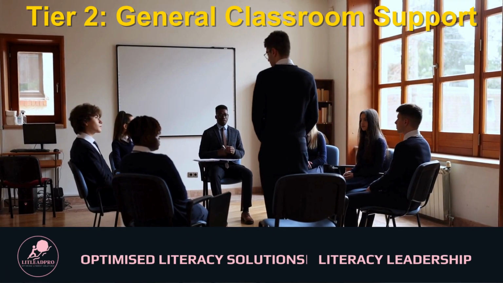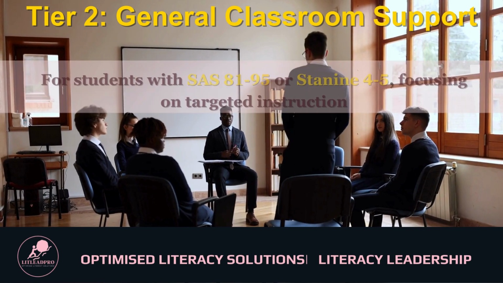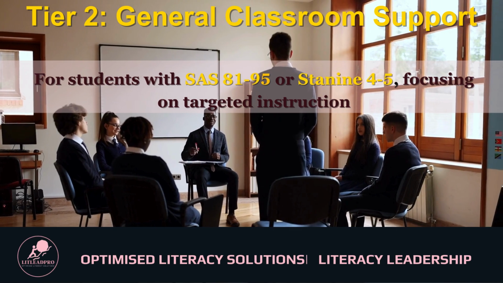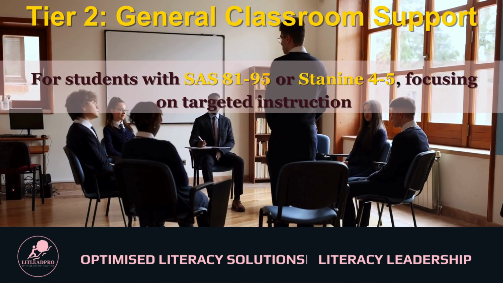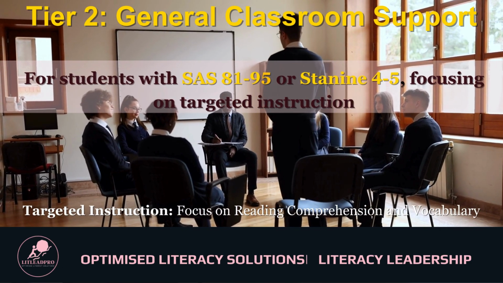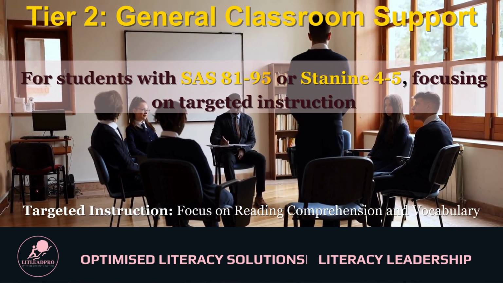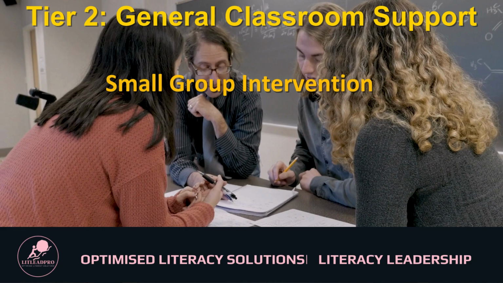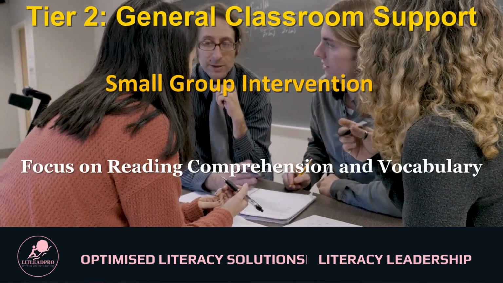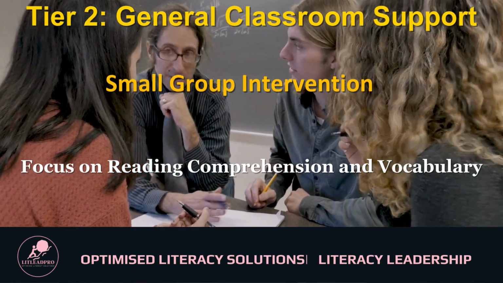Next, we move to Tier 2. This is for students scoring between 81 and 95 on the SAS, or with Stanine scores between 4 and 5. These students may struggle with specific skills like reading comprehension or vocabulary development. They benefit from targeted small group interventions. Teachers can focus more on these areas to support students who need that extra push.